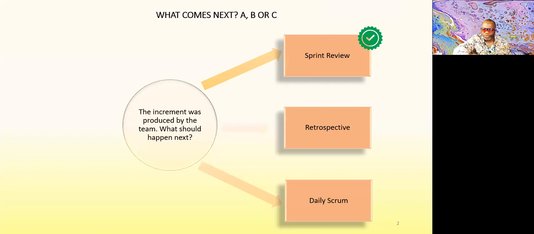It will not be a retrospective. The retrospective happens after the sprint review. Remember, the retrospective wraps up the entire sprint. And it wouldn't be a daily scrum because at the end, you're done with the increment. The next thing that needs to happen is the sprint review. So the best answer to this is A. Any questions? All right, let's go to our next one.